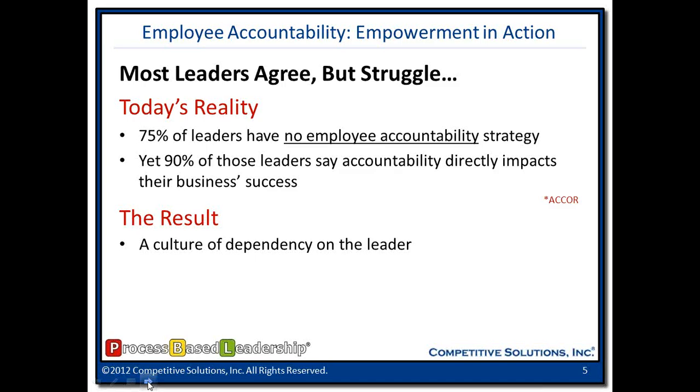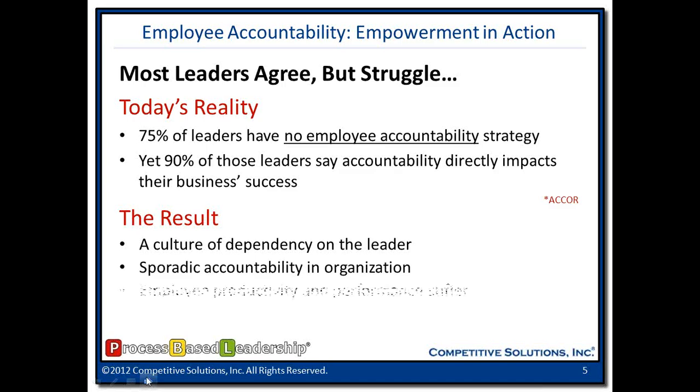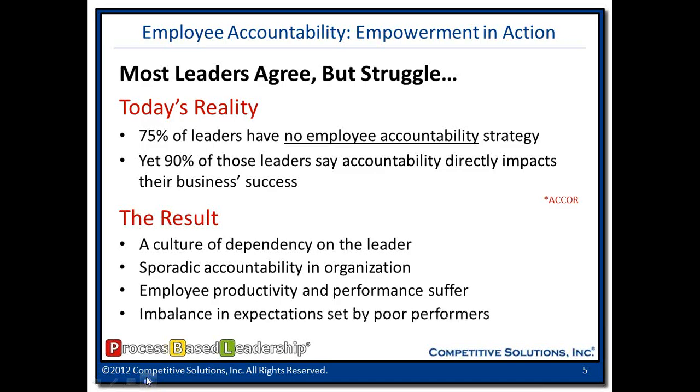It's that culture of dependency where my leader is there to solve my issues, my challenges, not really do what the leader was hired to do, which is manage the business, grow the business, be strategic around the business. So what happens? You got sporadic accountability in organizations, employee productivity and performance suffer because, again, we've got selective engagement. And later on, I'm going to show you a tool where you can measure the level of engagement, the level of employee productivity within your organization.